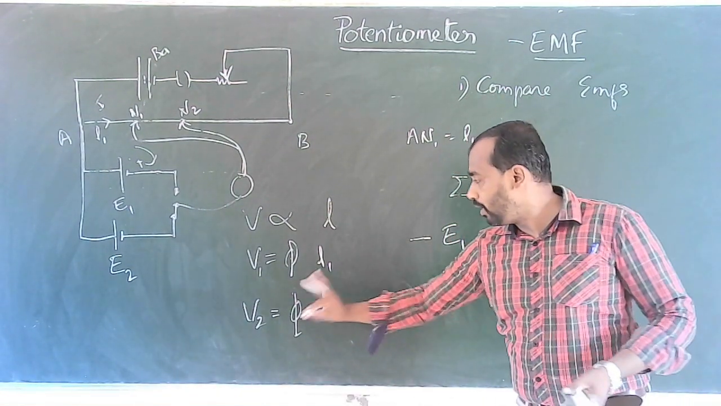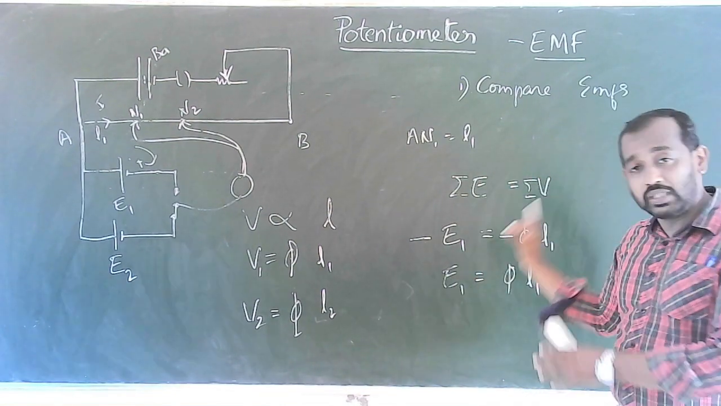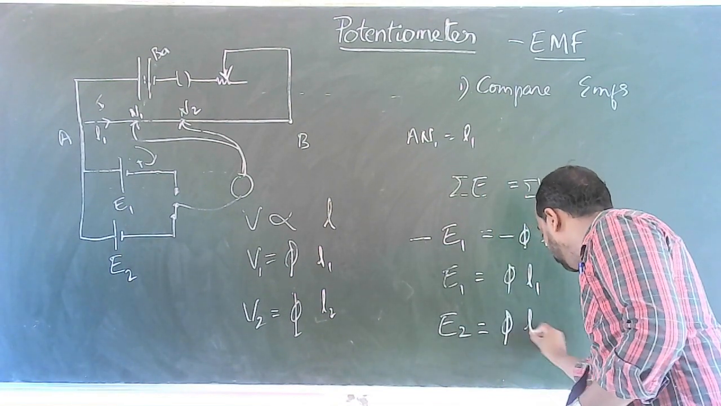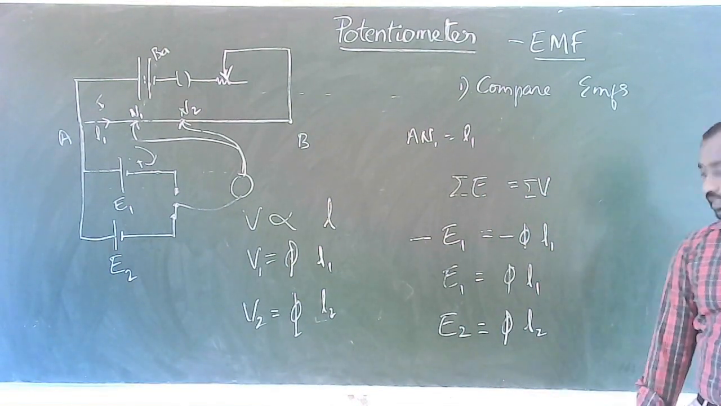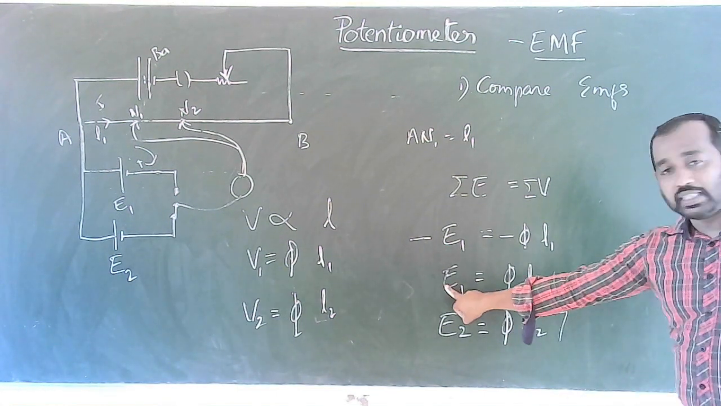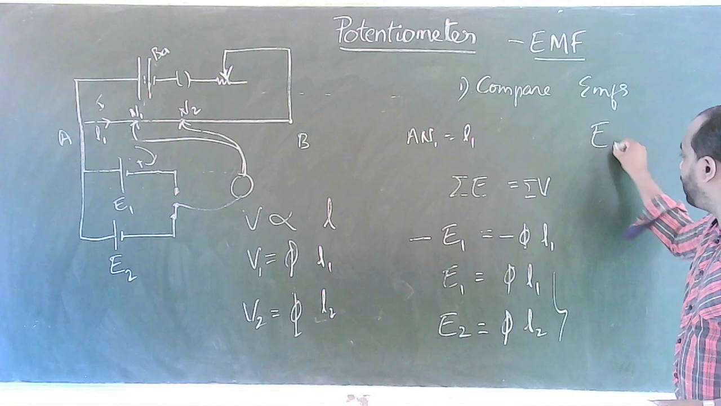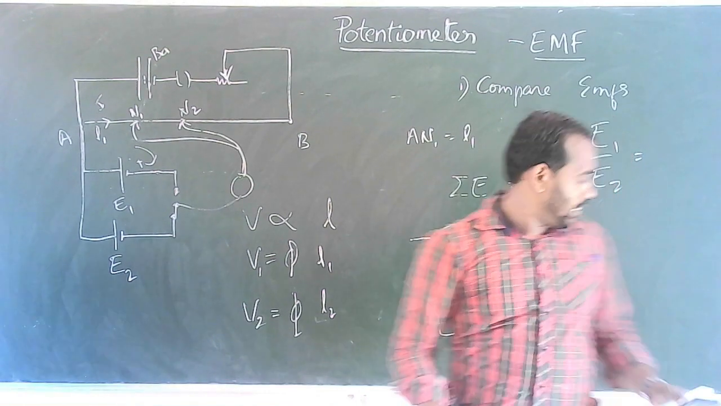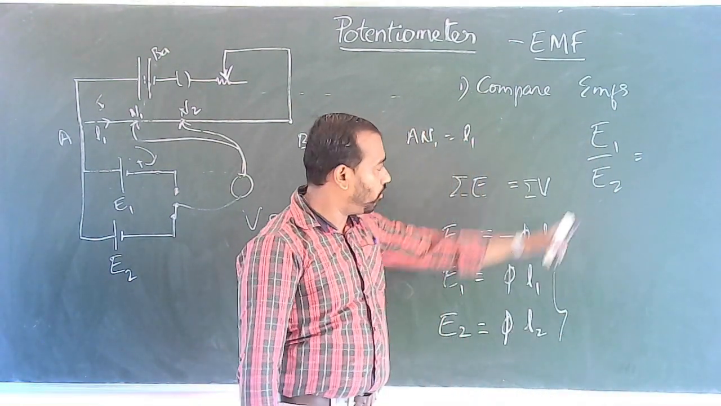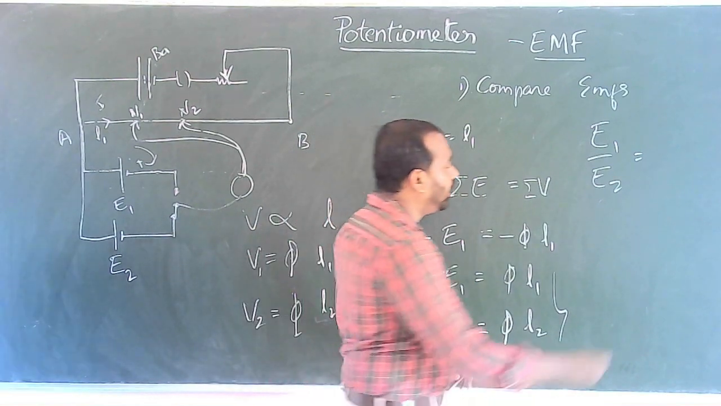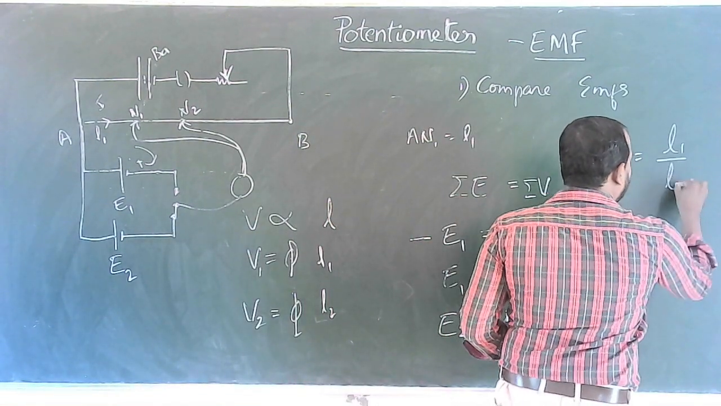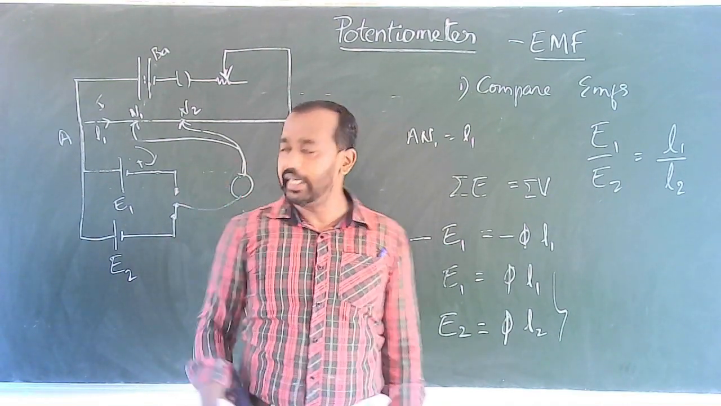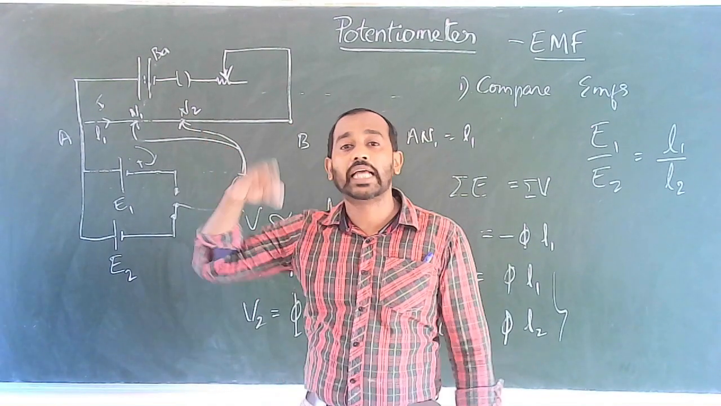So therefore, now for the second cell, using Kirchhoff's law, we will get the expression E2 equal to phi into L2. If we divide these two equations, E1 by E2, we will get E1 divided by E2 equal to phi L1 divided by phi L2. So obviously phi and phi get cancelled, and the remaining term will be equal to L1 divided by L2, whose value can be determined experimentally. L1 and L2 will be found experimentally.